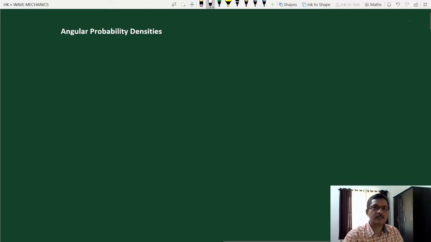In this class we discuss the probability densities of finding the electron around the nucleus in a hydrogen atom, and how these probability densities vary with the angular coordinates theta and phi. So let us call them angular probability densities. We start this discussion with a theorem called Unsold Theorem.